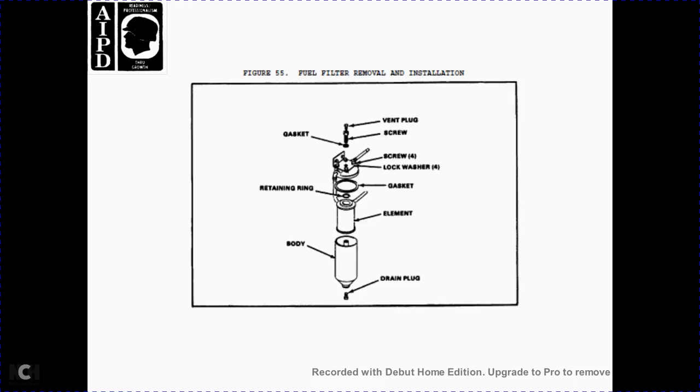Figure 55 fuel filter. Remove the insulation. Vent plug. Screw with the gasket. Screw with the lock washer. The gasket. The retaining ring, element with the body, and the drain plug.